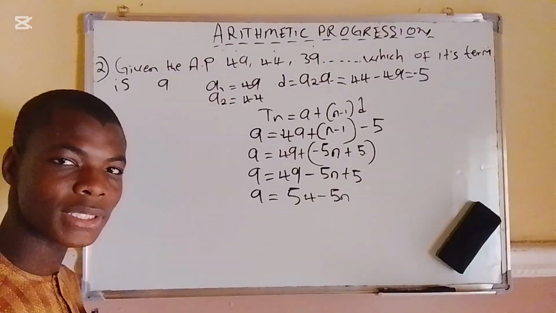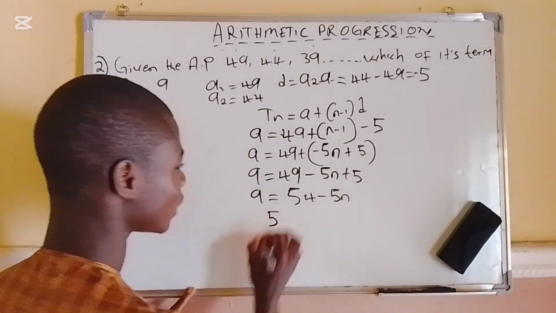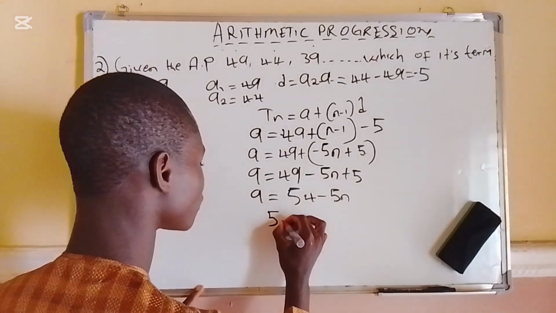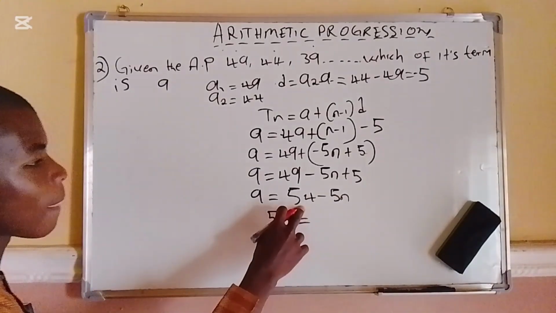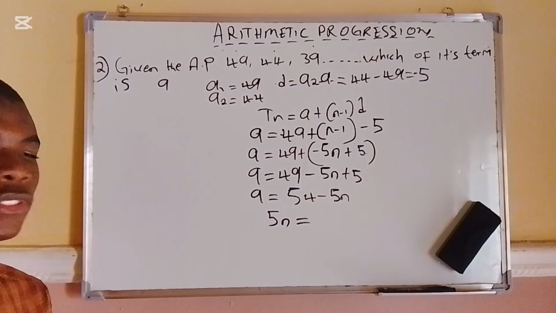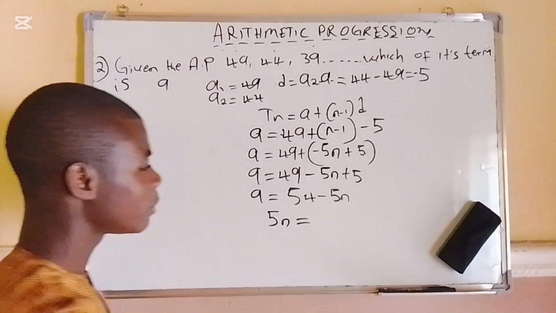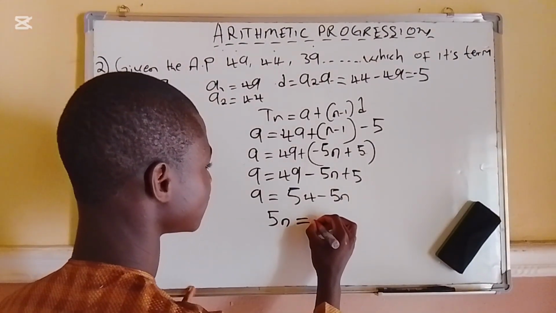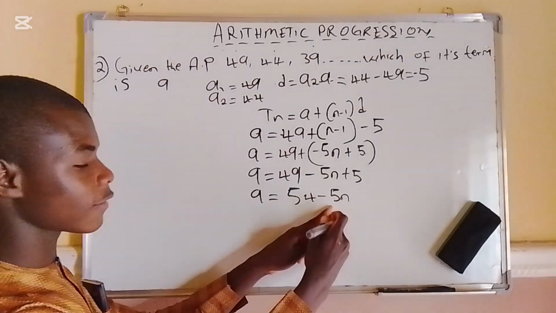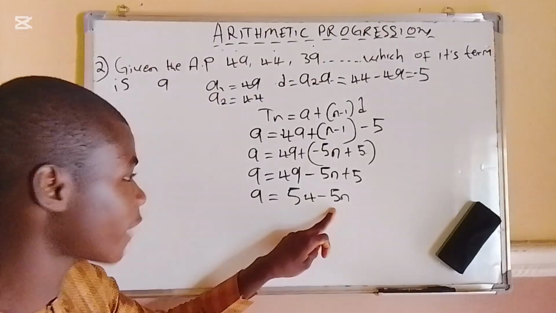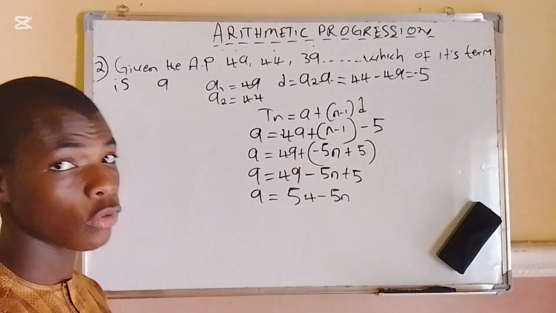The next thing to do is to make 5n automatically equal to 54 minus 9. It will be equal to 49, or let me expand it. This is negative 5, negative minus 5n. So therefore, we are looking for the value of n.